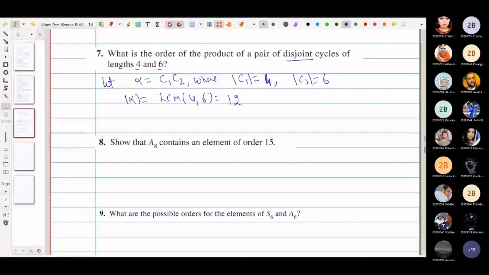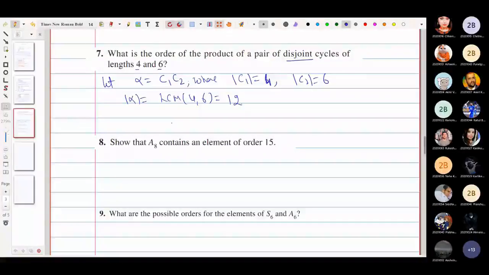So this is going to be 12. Question number 8. Show that A8 contains an element of order 15. So how can you proceed to prove this one?